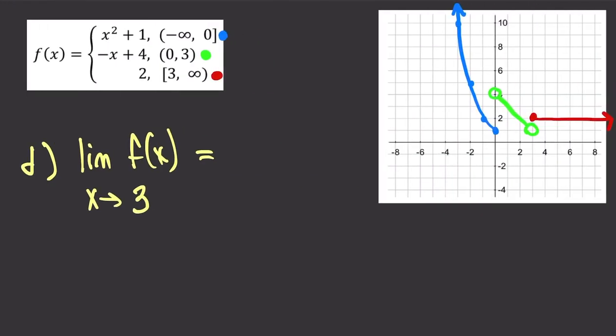All right, last one. The limit of f of x as x approaches 3. So we're just kind of working our way across this graph. As x approaches 3, notice those two arrows are pointing to different values. So it looks something like this. Since they don't point to the same y value, the limit does not exist.